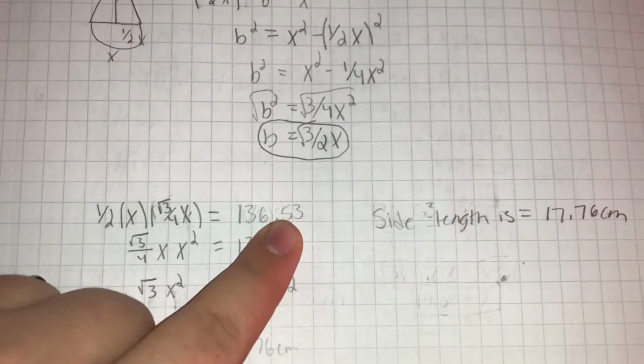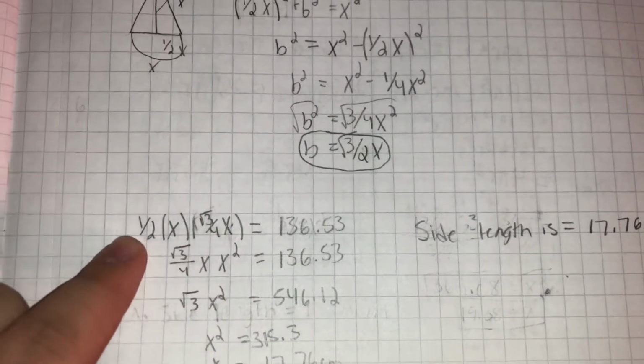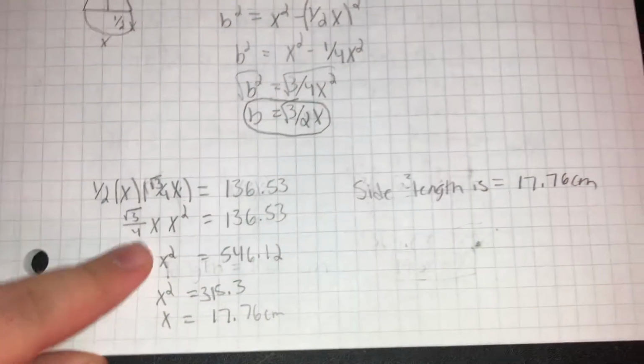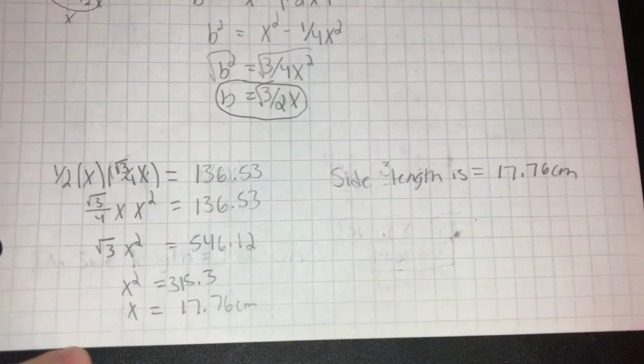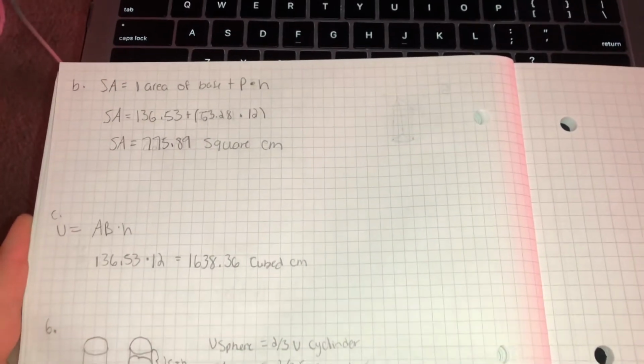And so I knew my area already, and then I plugged in everything else that I knew, and I wanted to find what x was because that would give me my side length. And then for my side length, I got 17.76 centimeters. So after doing all that, it was pretty smooth sailing.